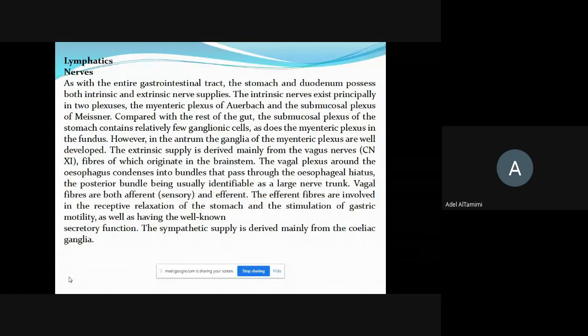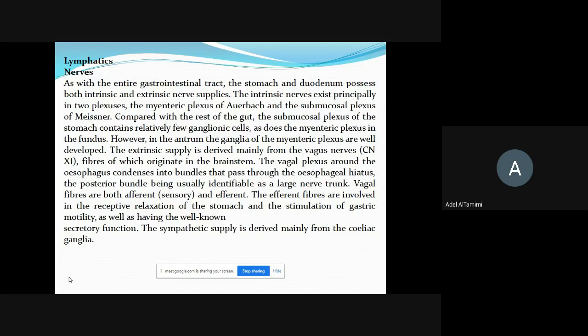The extrinsic nerve supply of the stomach is derived mainly from the vagus nerve. As you know, the vagus nerve is the 10th cranial nerve, with fibers which originate from the brainstem. The vagal plexus around the esophagus condenses to form two bundles, a left and right vagus nerve, which pass with the esophagus through the esophageal hiatus in the diaphragm.